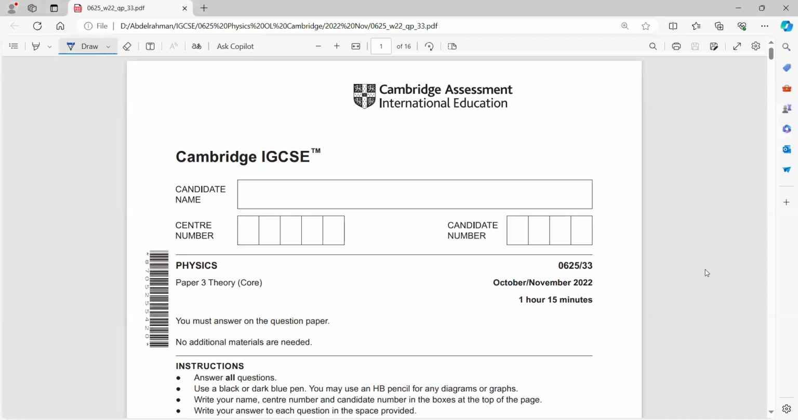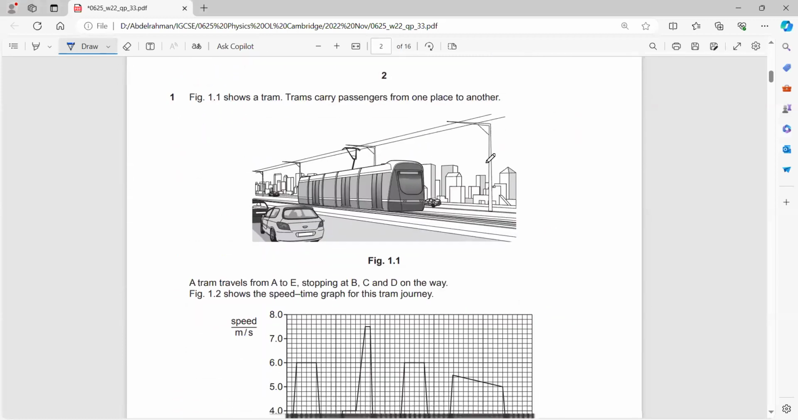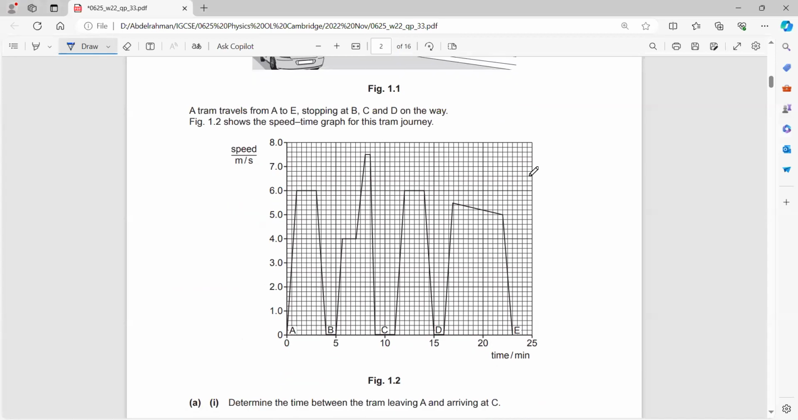Okay. October, November 2022, paper 3, variant 3. Question 1. It shows trams carry passengers from one place to another. This is a speed time graph.